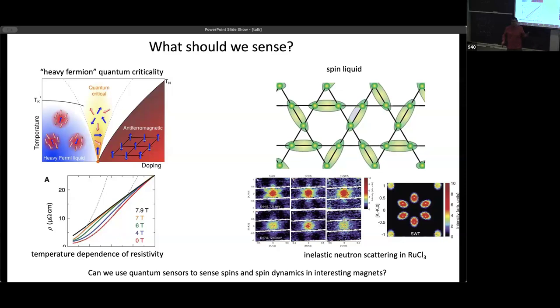There could be 100 different reasons why the excitation spectrum could look like this. There could be disorder, there could be all sorts of things. I want to see those fluctuating spins. That's another motivation. I should say that I have achieved neither of these things, but this is a guiding principle.